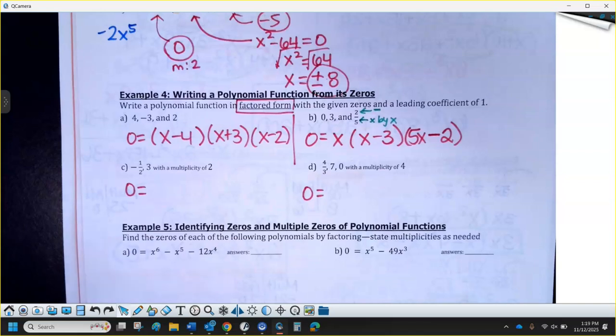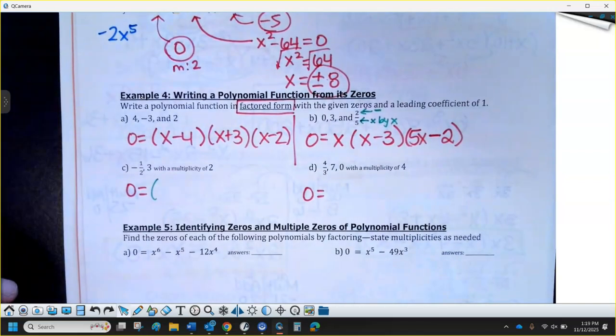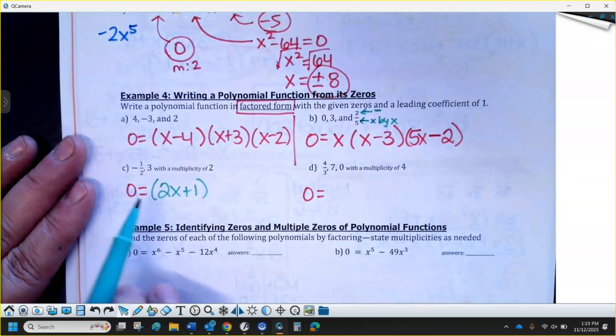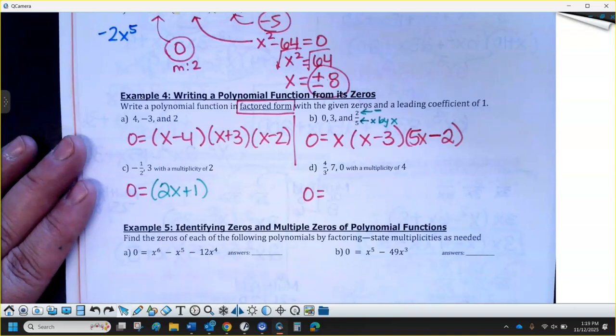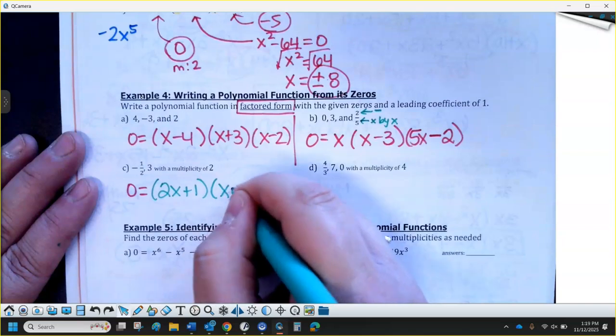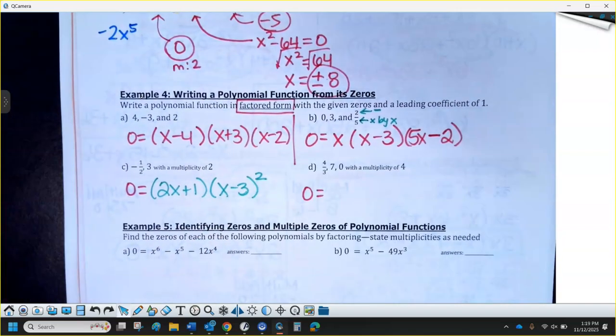So try it with this one. How would you write negative 1/2? 2x plus 1. Now it says 3 with a multiplicity of 2. Here's all you have to do. 3 would be x minus 3. If it gives you a multiplicity, you just put that as an exponent on those little parentheses.